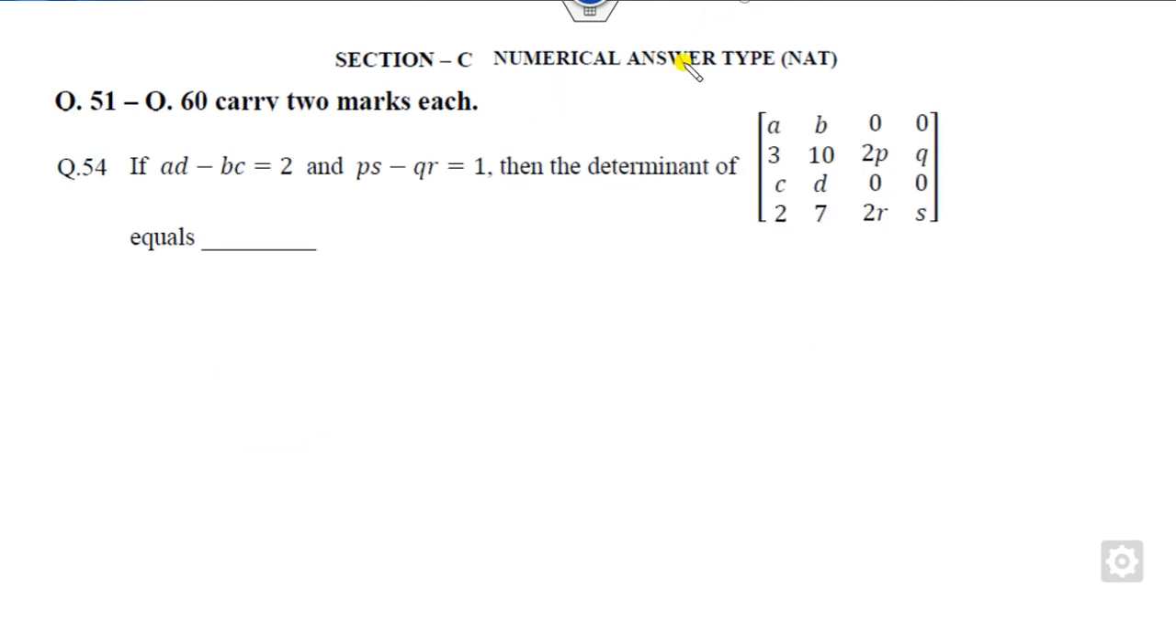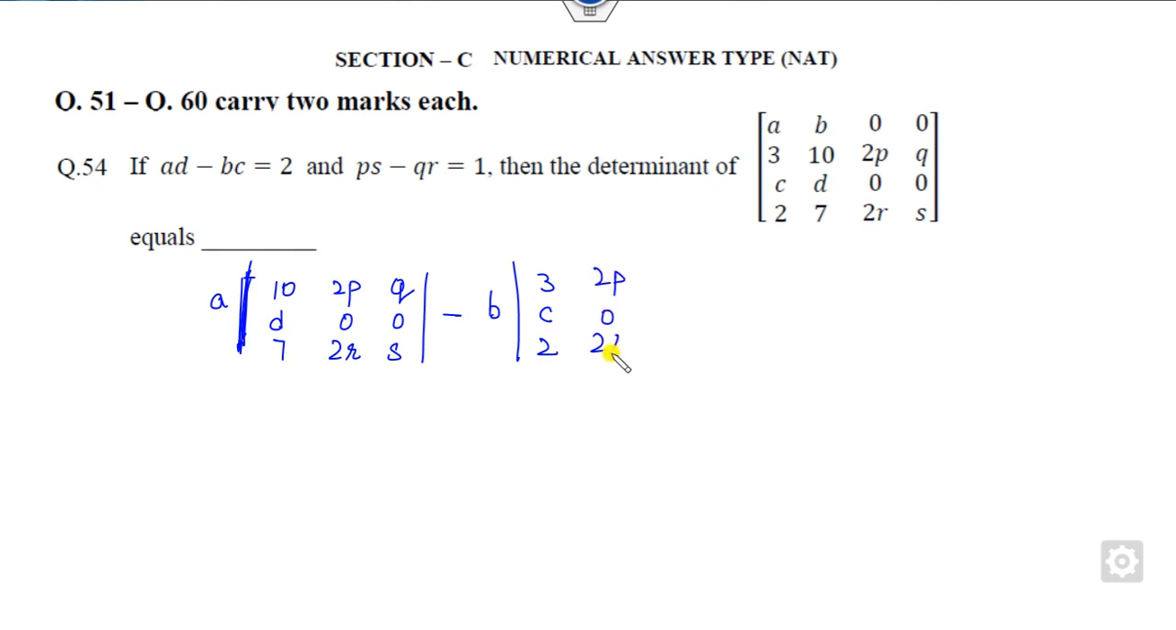Look at another one. You have to find the determinant under these two conditions. That's very simple. We can simply expand it. If you write this, the determinant of this is nothing but 10d7 2p0 2r q0 and s minus small b 3c2 2p0 2r q0 and s. Now we can expand it again. Now I can expand corresponding to the small d, so it will be minus. So what will happen is 2ps minus 2qr.